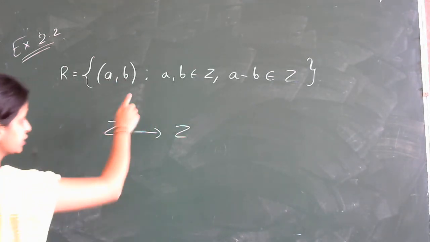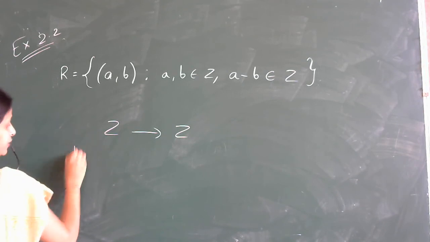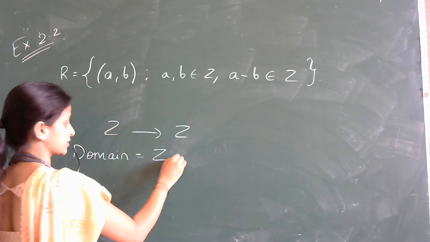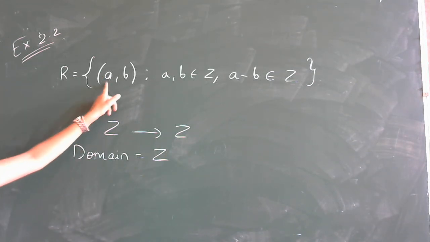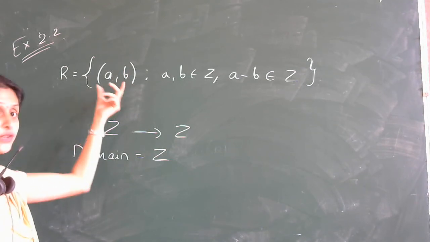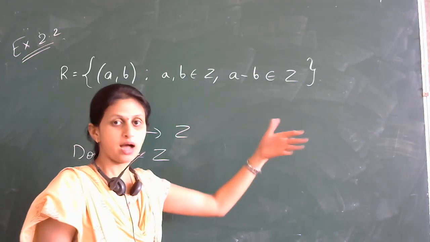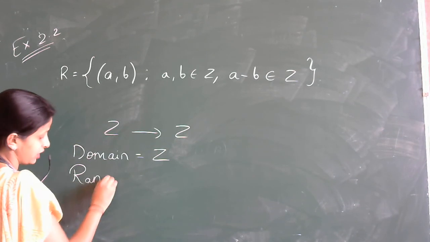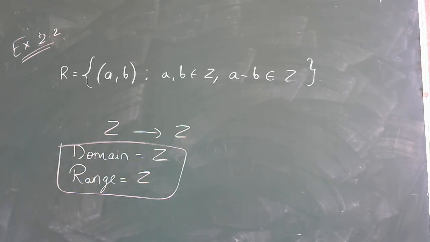First of all, since we take a from integers, what will be my domain? Domain will be all integers, students. We can take any integer here, because for any integer, and if you take the difference of these two integers, what will be my output? Again it will be an integer, right? So what will be my range? Output is an integer, means the range will also be the set of integers.